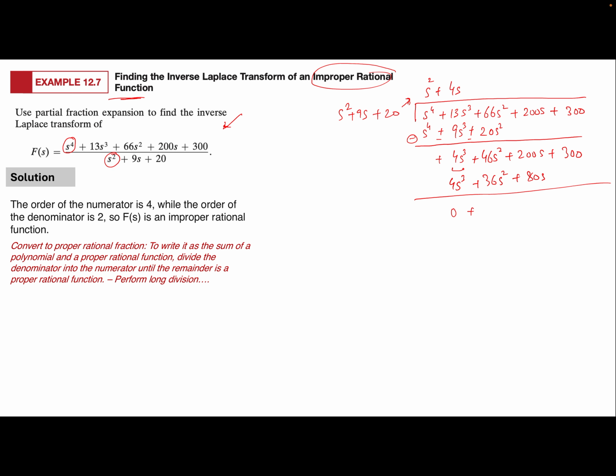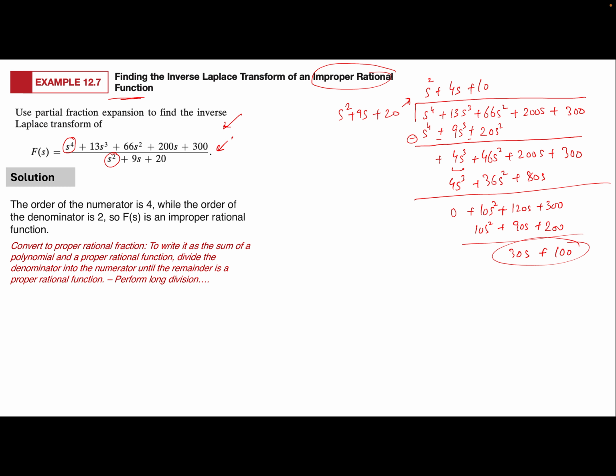46 minus 36 is 10s². 200 minus 80 is 120s, plus 300. Okay, nice. Now I have 10s² and s², so all I need to do is multiply by 10. So I will get 10s² plus 90s, 9 times 10, plus 200. So 10s² will be cancelled out, 120 minus 90, 30s plus 100.